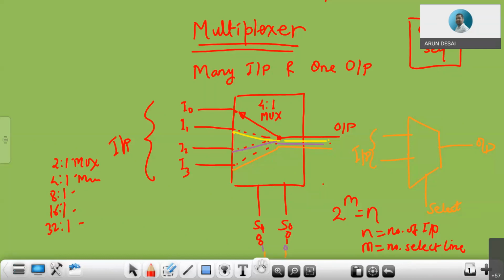Now tell me about the demultiplexer. What would a demultiplexer be?